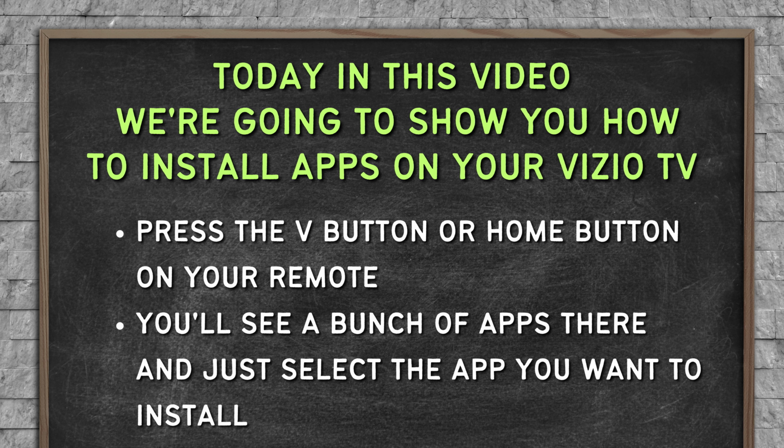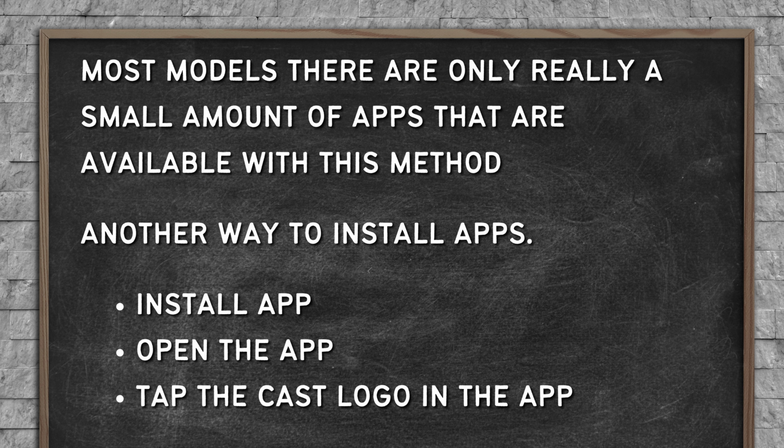Today in this video, we are going to show you how to install apps on your Vizio TV. Press the V button or home button on your remote. You will see a bunch of apps there, and just select the app you want to install. On most models, there are only really a small amount of apps that are available with this method.